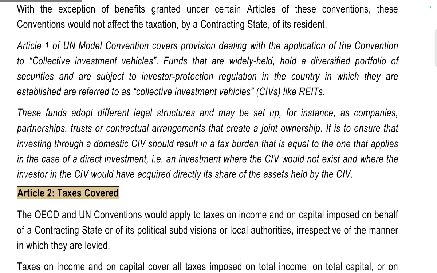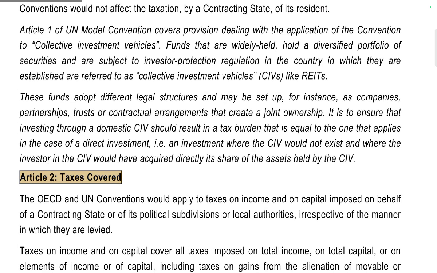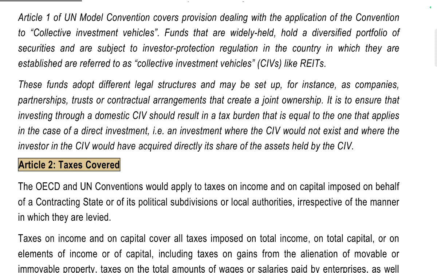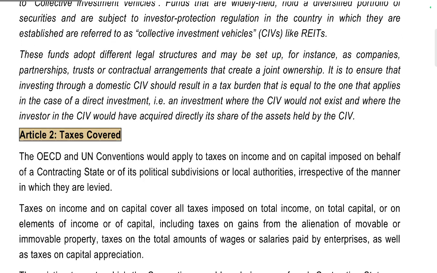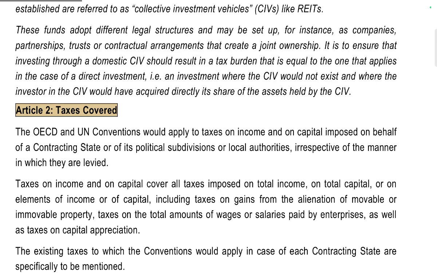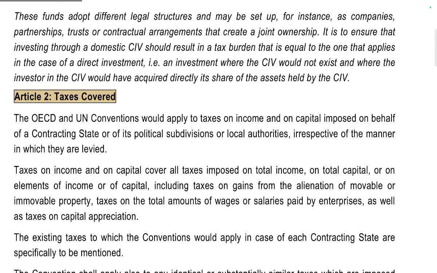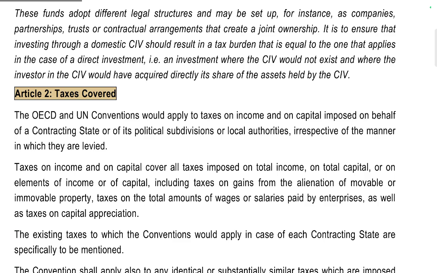Reference is made to collective investment vehicles, CIVs, like REITs. These funds adopt different legal structures, and they may be set up as, for instance, a company, partnership, trust, or contractual agreement that creates joint ownership. It is ensured that investing through the domestic CIV would result in a tax burden equal to the one that applies in the case of direct investment, that is, investment where the CIV would not exist, or where the investor would have acquired directly the shares or assets held by the CIV.